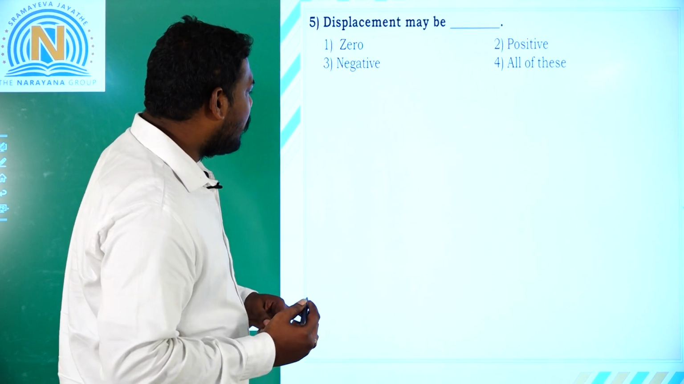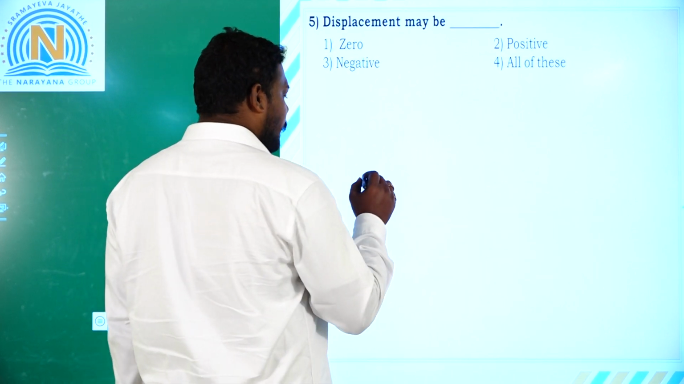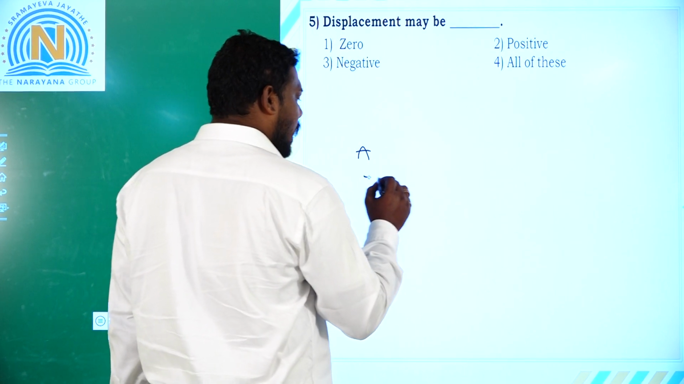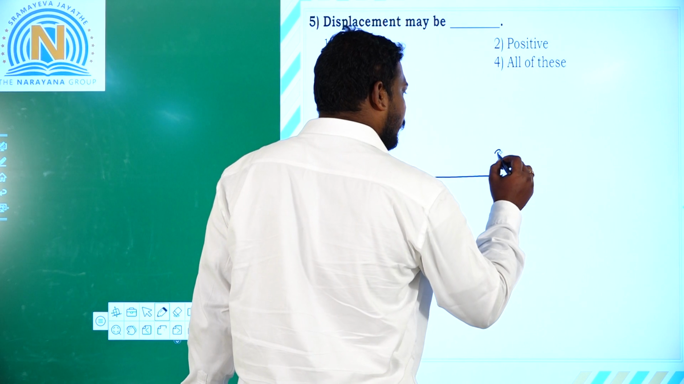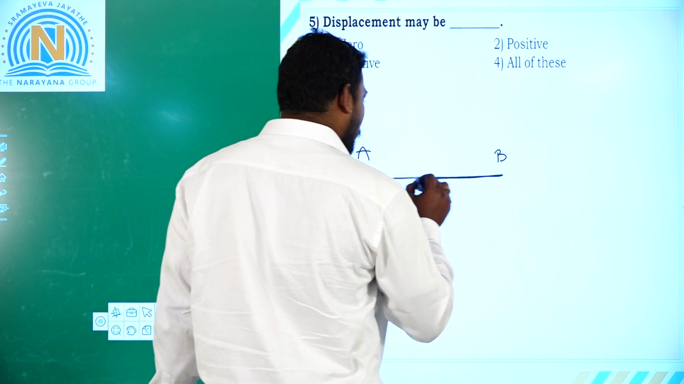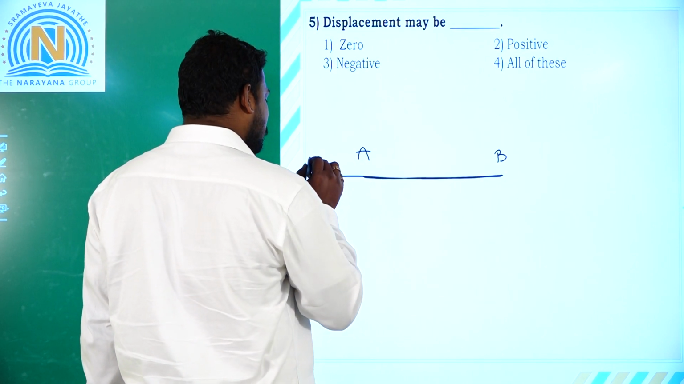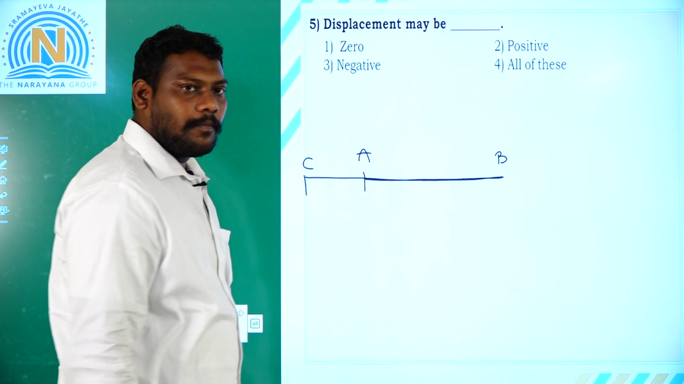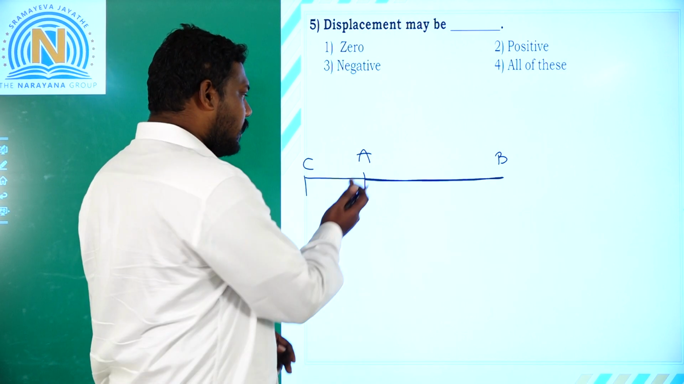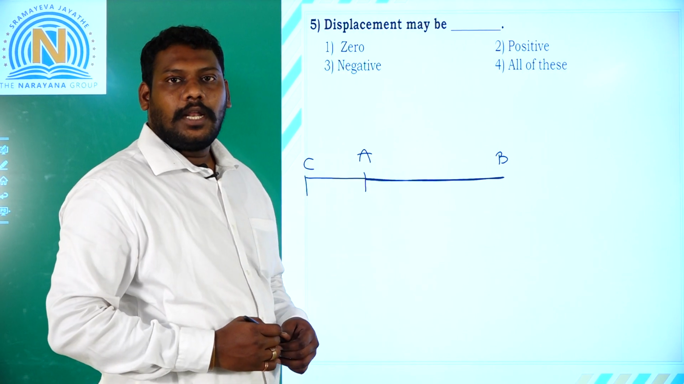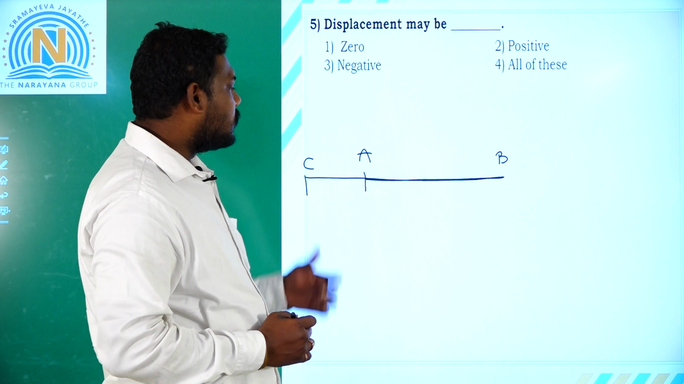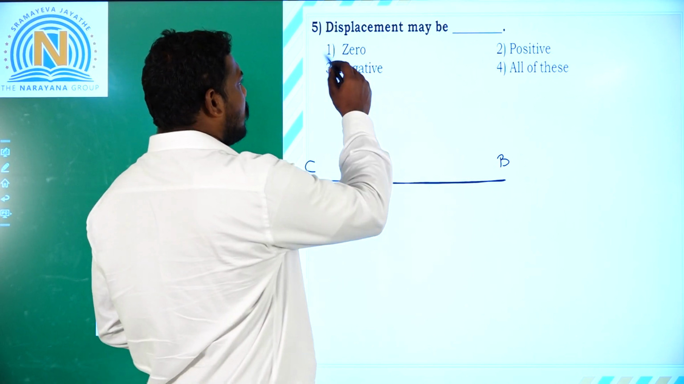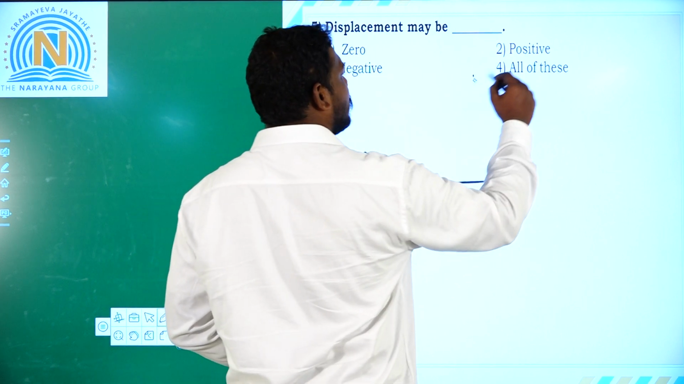One of the example of negative displacement is, let us say, I started from this point, let us say this is point A, okay? I have travelled to point B, right? And from the point B, again I have travelled back to point C, which is very much behind the A, okay? Now the net displacement is negative, okay? So this is the example of negative displacement, right? So displacement may be 0, positive and negative, all of this.